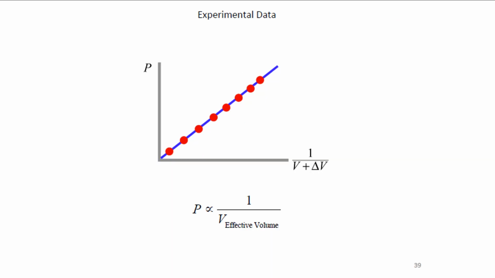If we wanted to correct our graph, all we would need to do is graph P against 1 over V plus delta V. And then we would find our pressure is proportional to 1 over our effective volume.